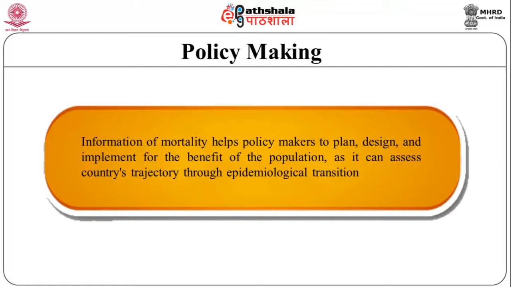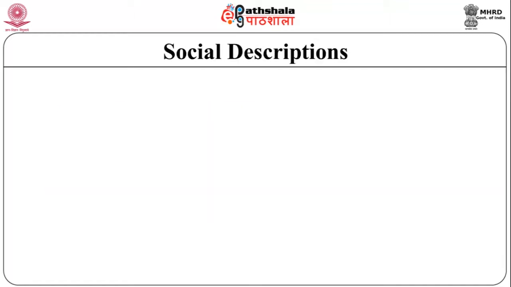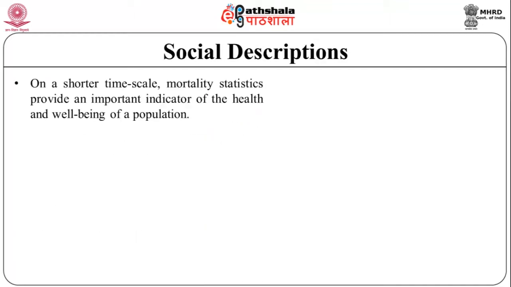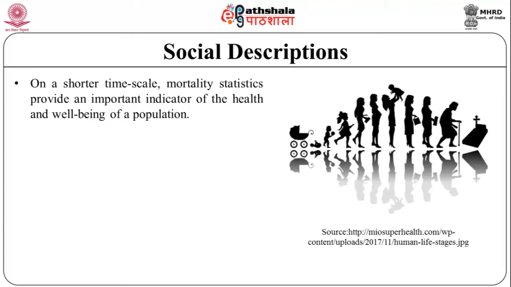Information on mortality helps policy makers to plan, design, and implement for the benefit of the population, as it can assist the country's trajectory through epidemiological transitions. Let us discuss social descriptions. On a shorter time scale, mortality statistics provide an important indicator of the health and well-being of a population.